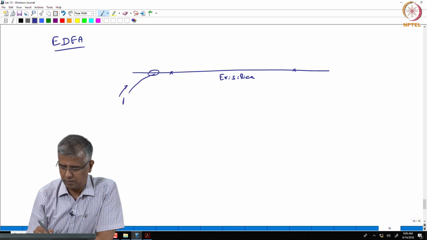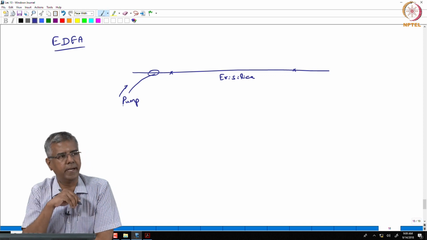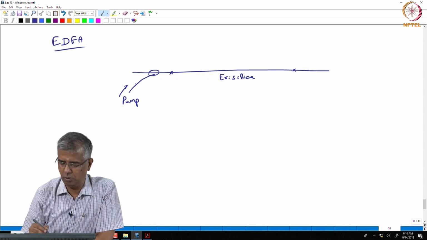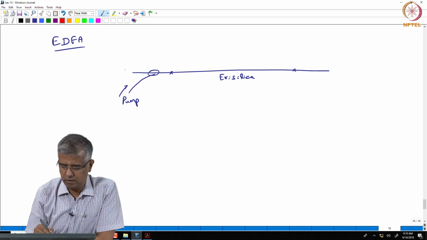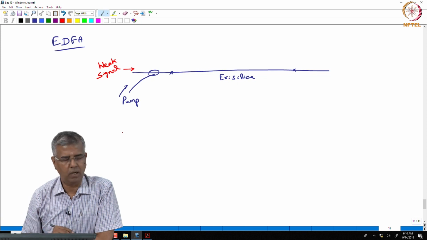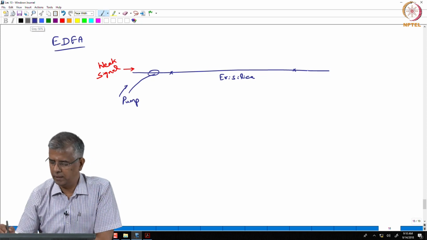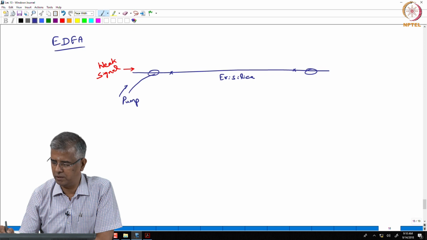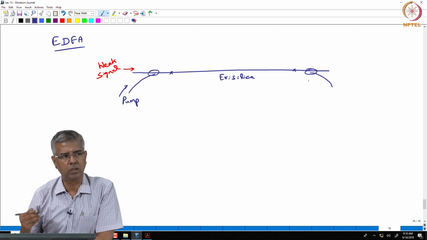So, you have the pump radiation coupled into, launched into this erbium doped fiber along with your weak signal radiation, right. And the pump is getting absorbed along the length of the fiber, and maybe some of the pump still remains after this length of the fiber. You may want to remove that. So, you use one more fiber coupler.